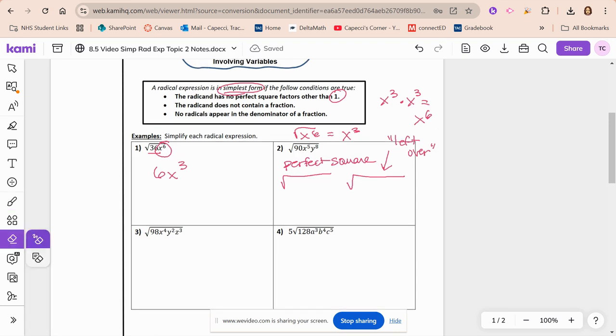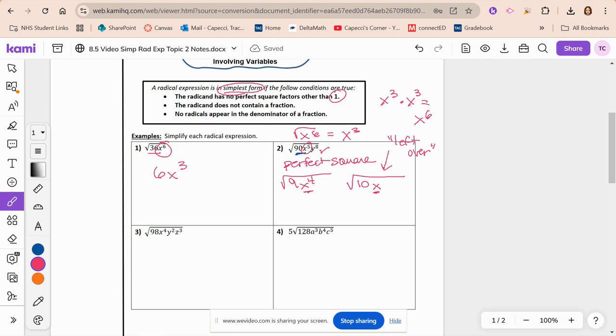Okay, so the first thing we're going to do is look at 90. So the highest perfect square that goes into 90 is 9. So I'm going to put my 9 in my first one. My leftover is going to be 10. Then I'm going to look at my x. I have x to the 5th. Now that's odd, so that's not a perfect square. So I have to go down 1. So from 5, I go down 1, which is 4. I put x to the 4th here. My leftover is x, right? Because x to the 4th times x is x to the 5th.